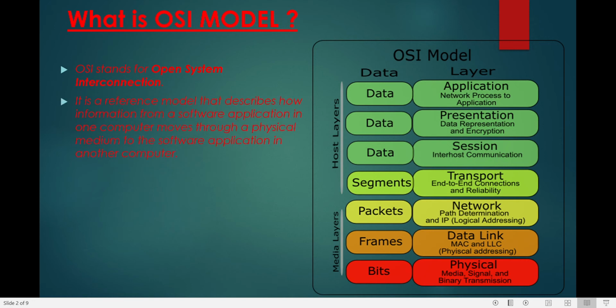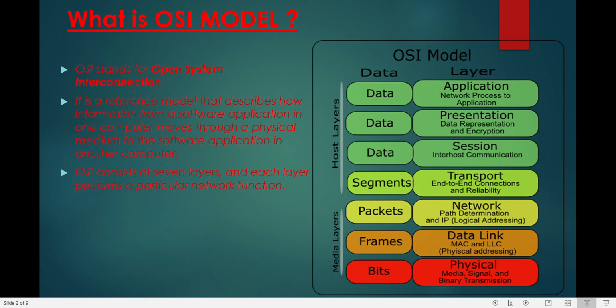It is a reference model that describes how information from a software application in one computer moves through a physical medium to the software application in another computer. So in networking, generally there will be two computers, right, which will be communicating with each other. The OSI model defines the standards, or layers, which need to be followed by the data to reach from one computer to another computer.